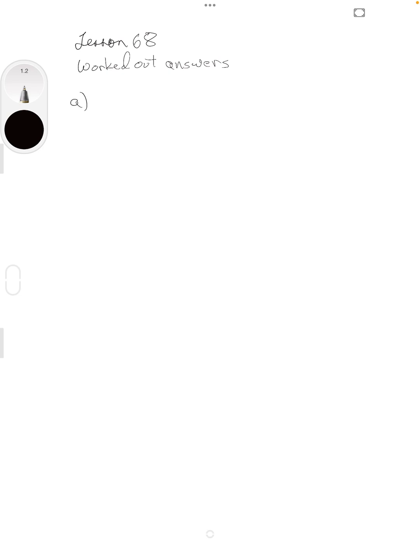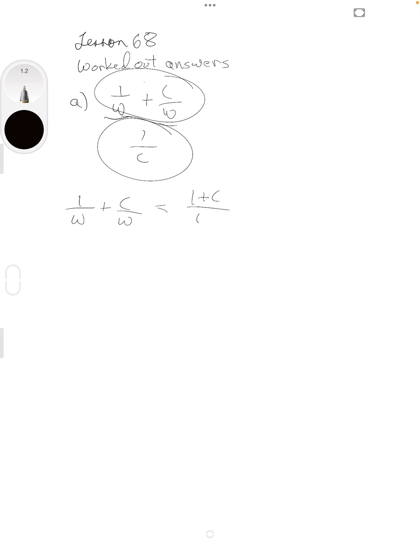Practice problem A. This is 1 over W plus C over W equals 1 over C. Actually, lesson 68 is primarily how to do these complicated ones. Like we did before, when you have what's called a compound fraction, something over something, it just means this top part divided by this bottom part. Well, let's do that. What's 1 over W plus C over W? That's just 1 plus C over W, right? That's the top, divided by the bottom, 1 over C.